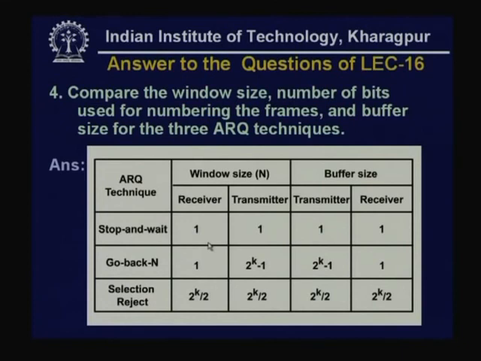Finally, the fourth question was, compare the window size, number of bits used for numbering the frames and buffer size for the 3 ARQ techniques. In stop and wait, window size is 1 and buffer size requirement is 1. In go back N, the receiver has window size only 1, the transmitter will have window size 2 to the power k minus 1, buffer size in the transmitter is 2 to the power k minus 1 and the receiver will have only 1. In selective reject, however, the receiver and transmitter both will have window size 2 to the power k by 2, and buffer size is also 2 to the power k by 2, both for transmitter and receiver.